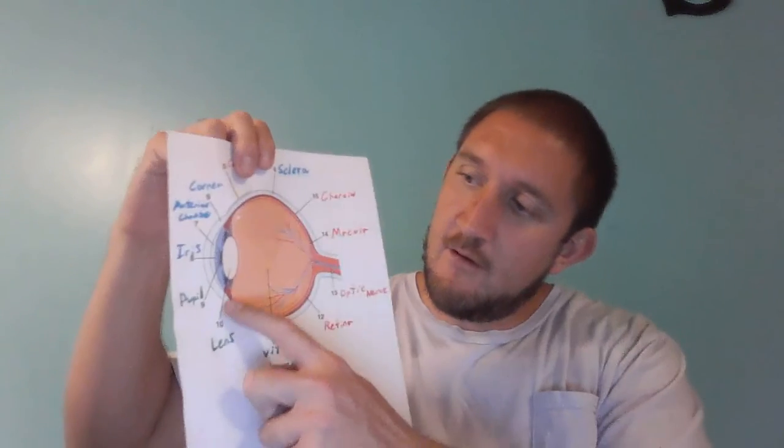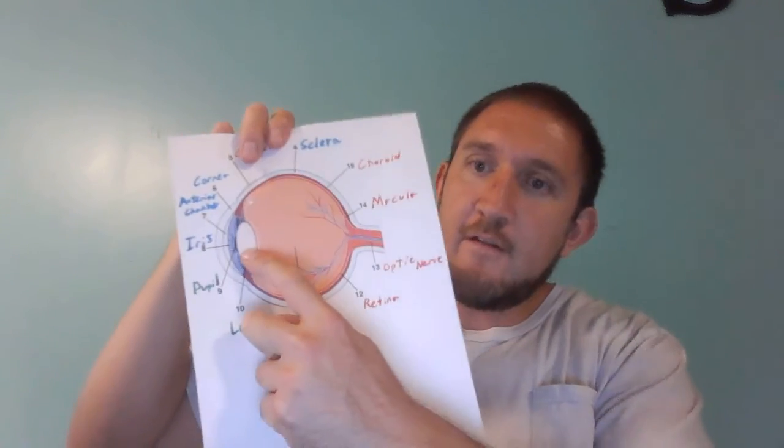Now, moving on to the next structure, the lens. The lens is going to be right there. The lens works together with the cornea to help focus light correctly on the retina. It is able to change shape and bend light to focus images. The lens is held by fibers called zonules.